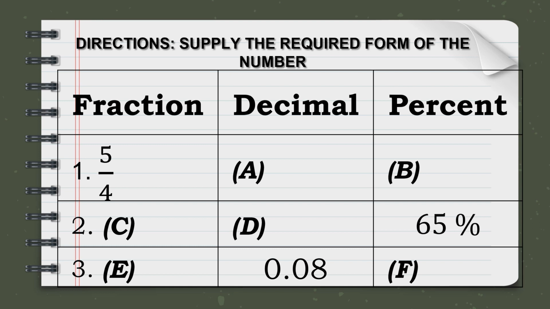B, to percent. Number 2. Convert 65% to C, fraction. D, decimal. Number 3. Convert 0.08 to E, fraction. F, percent.